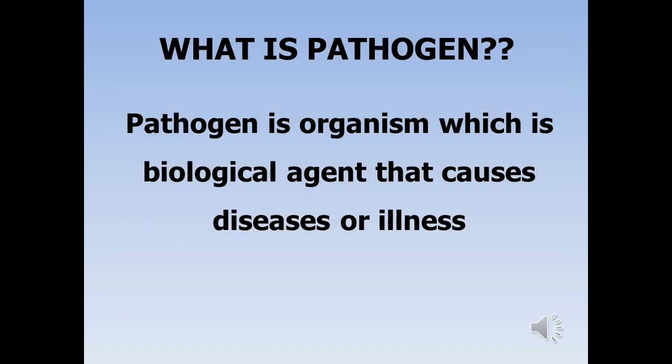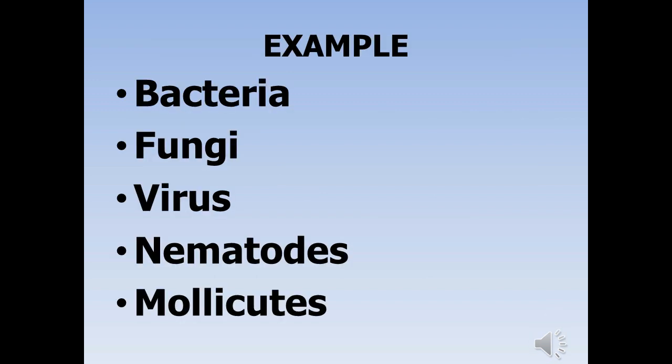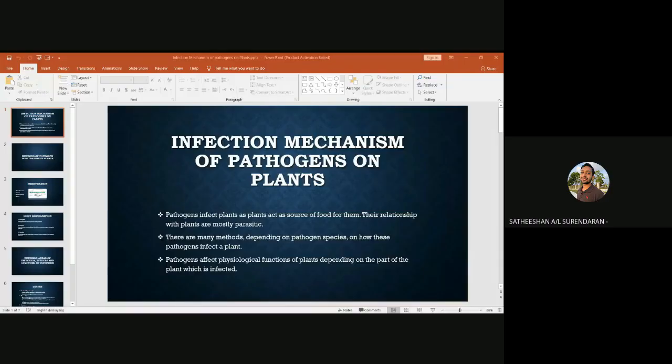First, what is a pathogen? A pathogen is an organism, a biological agent, that causes disease or illness. For example, types of plant pathogens are bacteria, fungi, viruses, nematodes, and molecules.